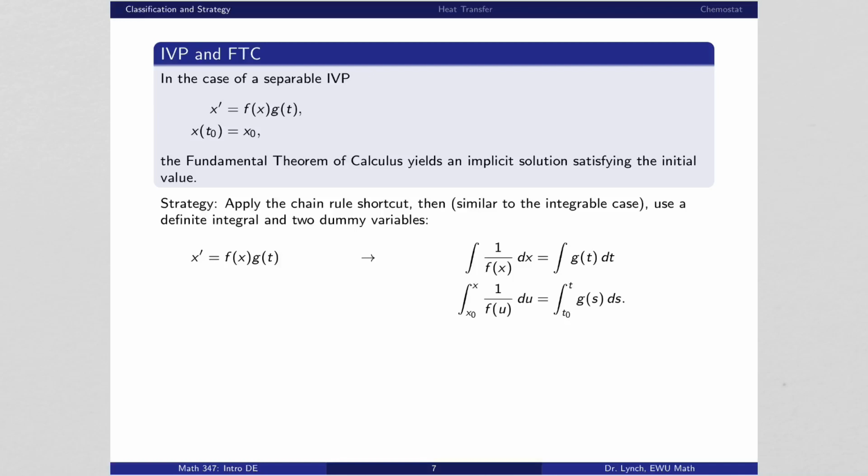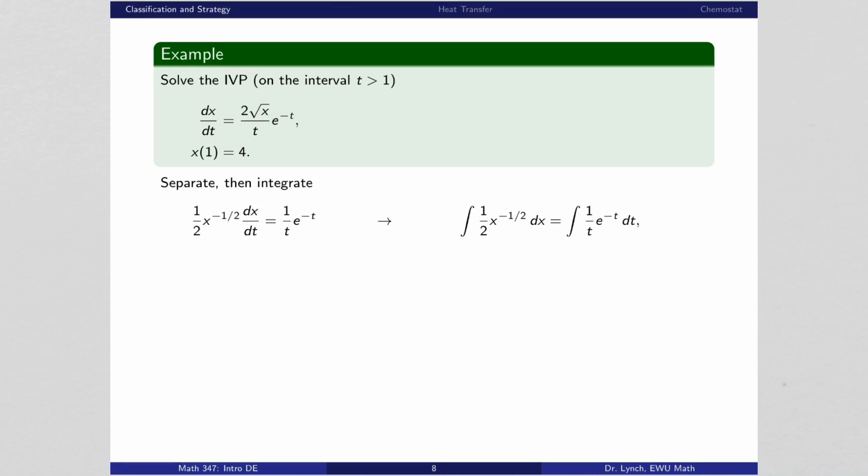Okay, so as an example of an initial value problem involving a separable differential equation, here our differential equation is dx dt equals 2 square roots of x times e to the minus t over t. So we'll start by formally separating variables to write the left-hand side as 1/2 x to the minus 1/2 dx, and the right-hand side as 1 over t times e to the minus t dt.